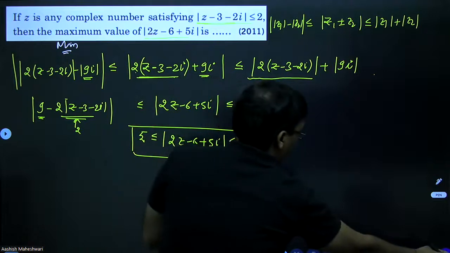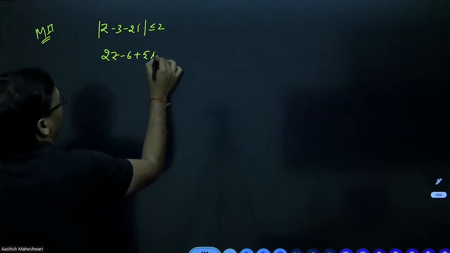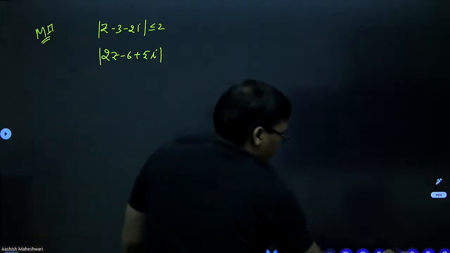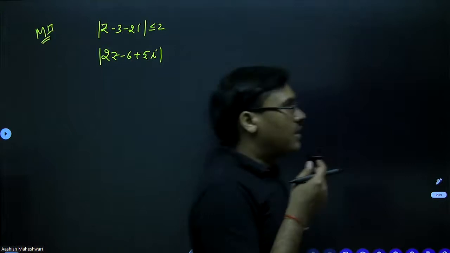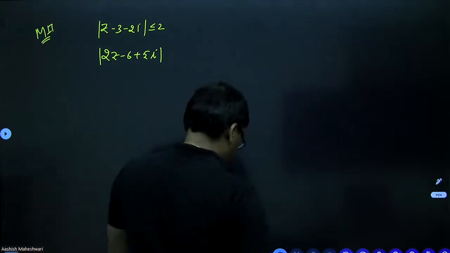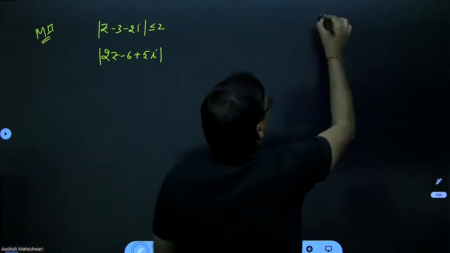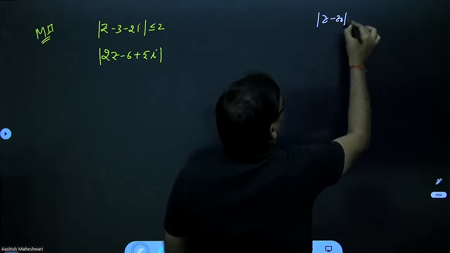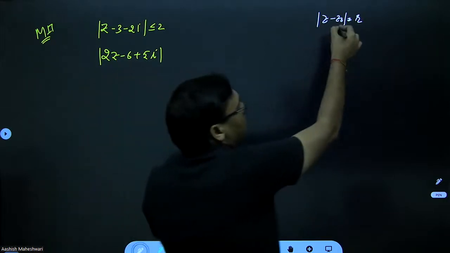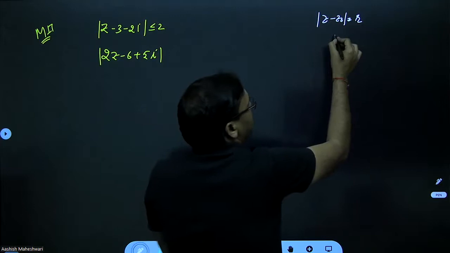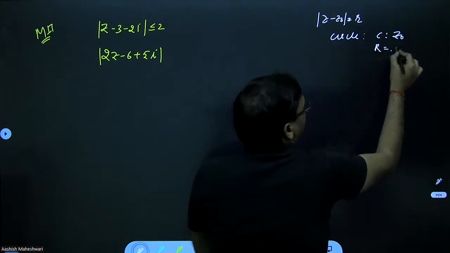And you have to maximize and minimize modulus of 2z minus 6 plus 5 iota. We have to maximize and minimize this expression. First, let's understand the concept, and then we'll solve this question. The concept is: if you have modulus of z minus z naught equal to some value R, what is this locus? If z naught is a fixed point and z is a moving point, then this represents a circle whose center is at the point z naught and radius is equal to R.